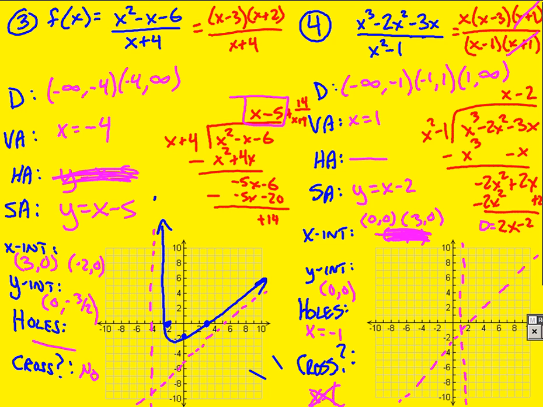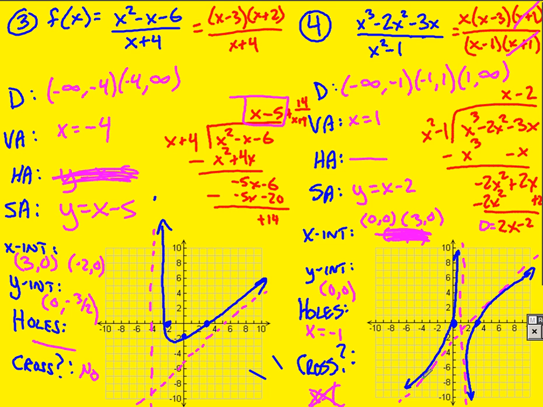So now let's plug in the points we know. The points we know are x-intercepts of (0, 0) and (3, 0). And the only way I can follow the asymptotes here is something like this on this side. And now over here, did I go from positive to negative or negative to positive? Well, it's pretty straightforward. It's going to have to go just like this. That's the only way I can follow my asymptotes.